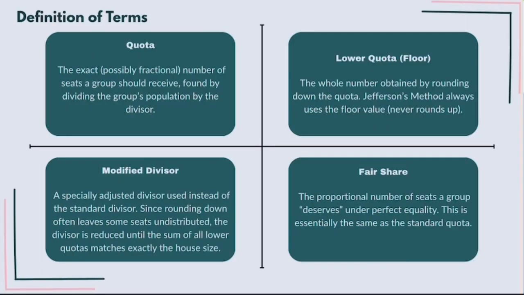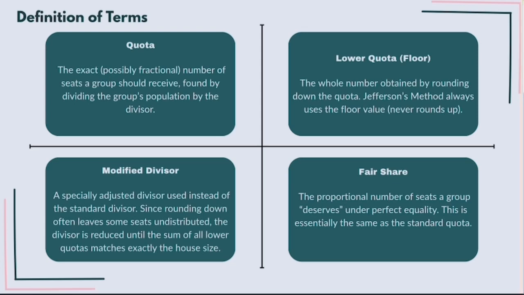We are down to the fifth one, which is the quota. This is the exact or possibly fractional number of seats a group should receive, found by dividing the group's population by that divisor. Now we have the lower quota. The lower quota is obtained by rounding down the quota. Jefferson's method always uses the floor value, never rounds up, and never uses the upper quota.